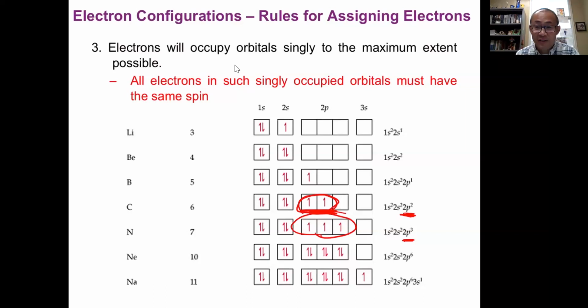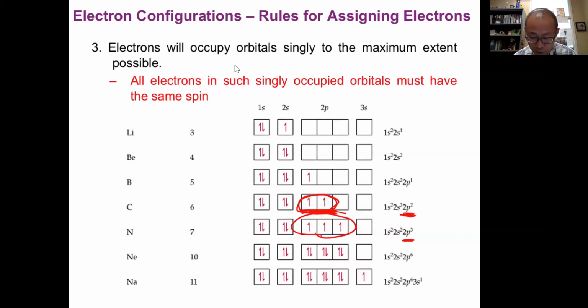Now, after nitrogen will be oxygen. You guys think about where the 8th electron goes. The 8th electron doesn't have any empty room, but 2p is still available. 2p can hold 6 electrons, remember. So for oxygen, the 8th electron has to go into a pair.